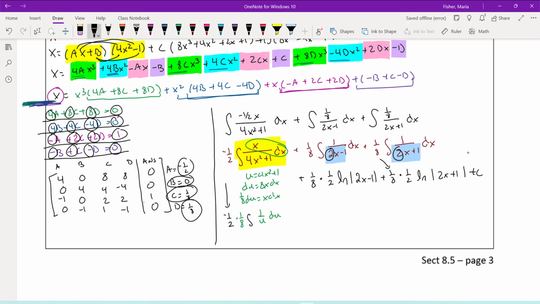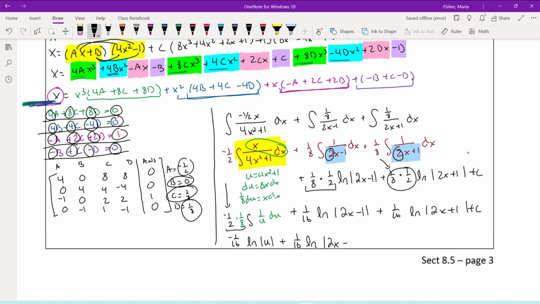And if I clean all the rest of this up, this is 1/16 the natural log of the absolute value of 2x minus 1 plus 1/16 the natural log of the absolute value of 2x plus 1 plus c. Here this becomes a negative 1/16, and then it's the natural log of the absolute value of u. And then finally we're going to get out of u's and go back into x's.